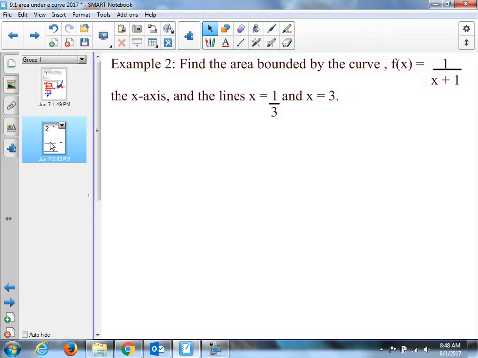Now, pardon me, find the area bound by this curve, 1 over x plus 1. Now, before you do too much, look at your function. Polynomials don't have restrictions. Square roots have restrictions, even roots have restrictions. Odd roots don't. This has a restriction. What is this function's restriction? Non-permissible value, whatever you want to say.